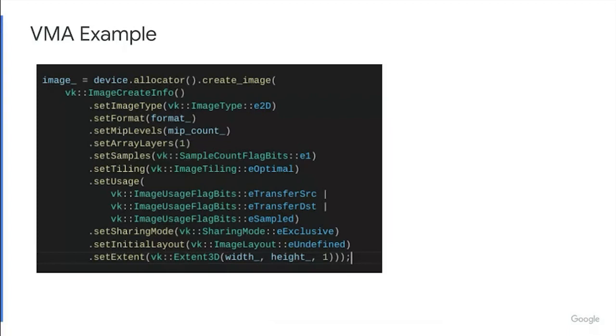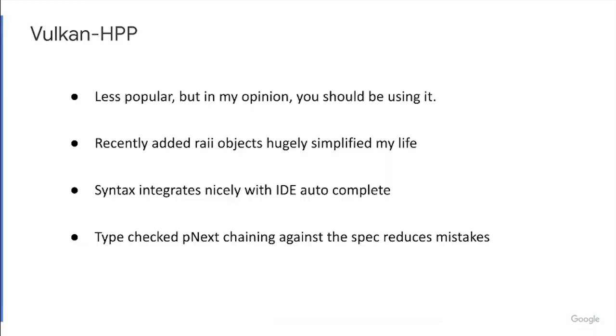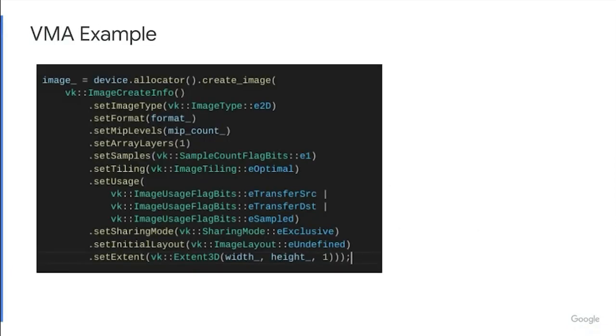But all of this is available now. It's part of the ecosystem. And on that, the Vulkan HPP, you should probably be using this as well. This took me a while to come around to. I didn't like it at first, but it was the RAII objects that were recently added that hugely simplified my life. And you'll see that in this slide here.